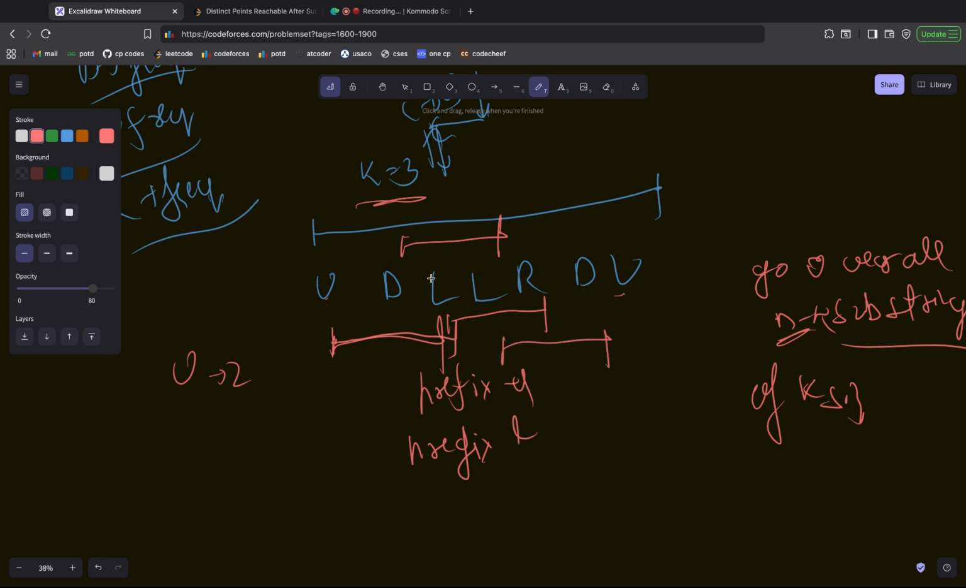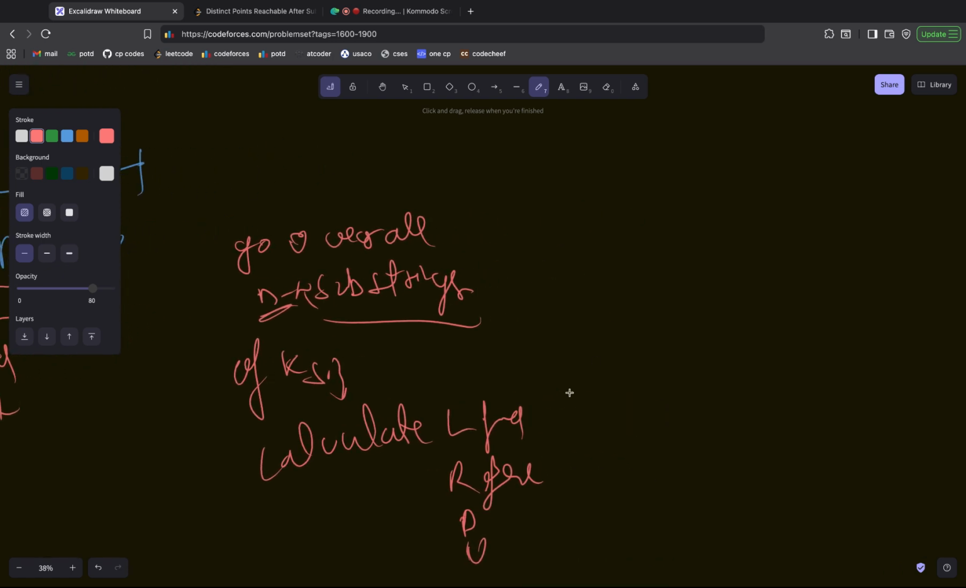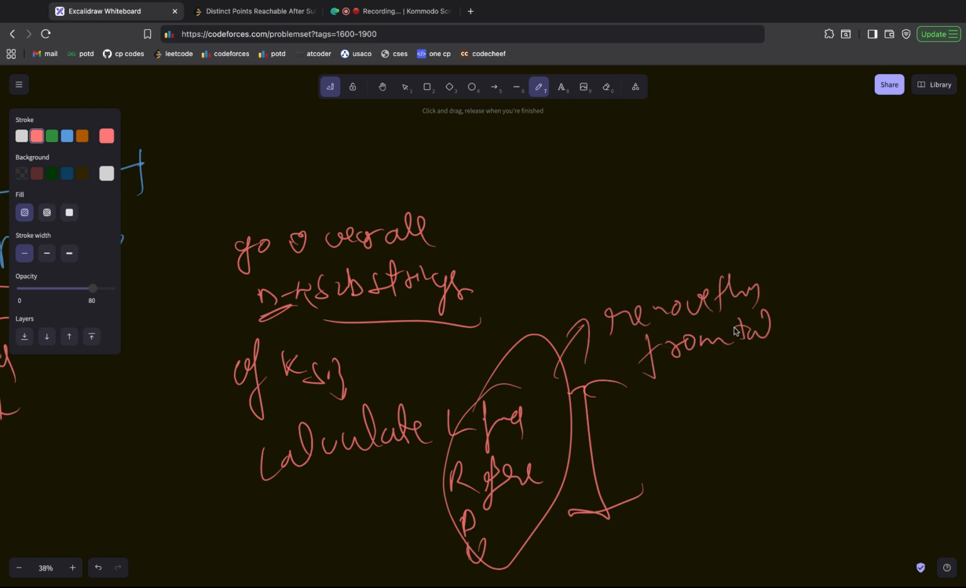And for going over all the substrings, calculate the L frequency, R frequency in the subarray, and so on for D, so on for U, right? And then all these frequencies would get removed, right? Remove these from the total frequency.